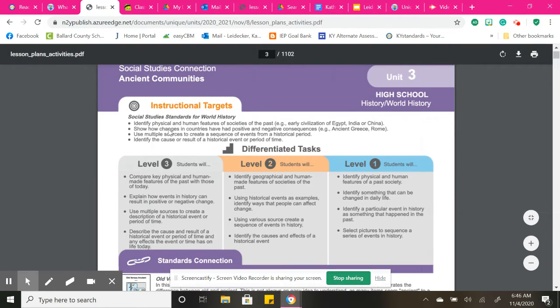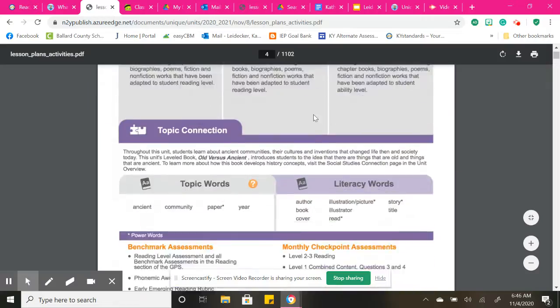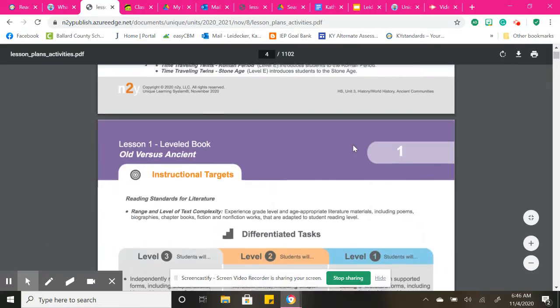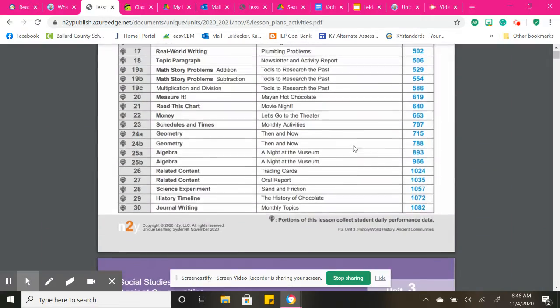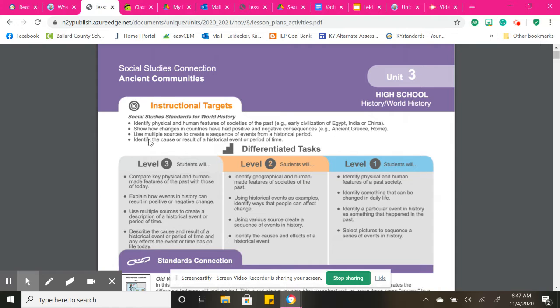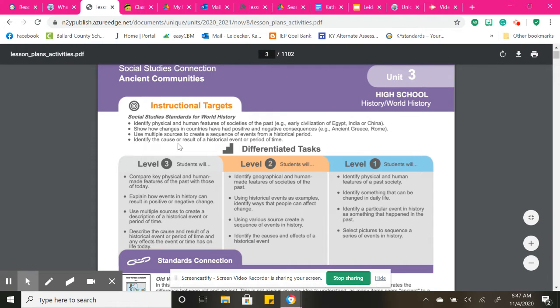We will be able to identify physical and human features of society from the past. You'll be able to show how changes in countries have had positive and negative consequences. Use multiple sources to create a sequence of events for a historical period and identify the cause of or results of a historical event or period of time.